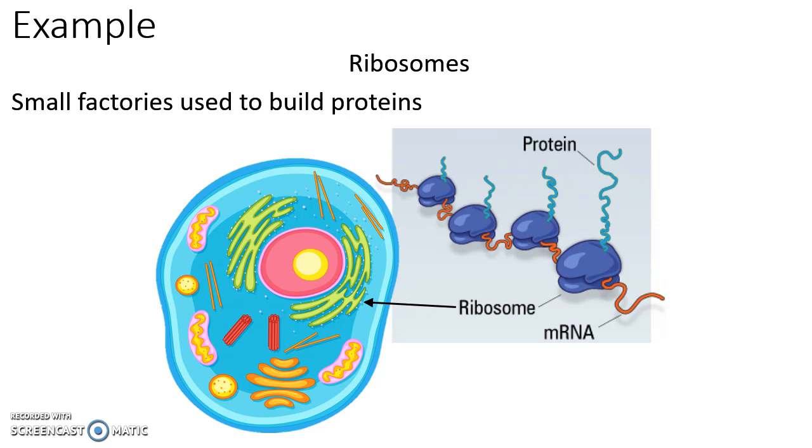For example, this is what a slide may look like. Ribosomes, what are they? Small factories used to build proteins.